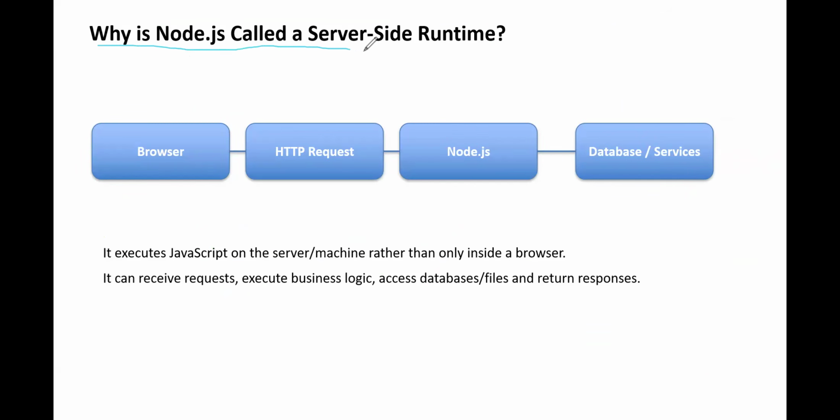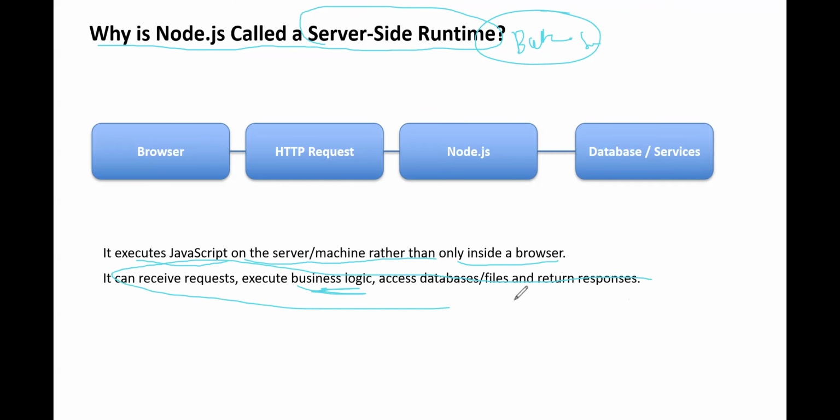Why is Node.js called a server-side runtime? Node.js supports backend services to run the business logic. It executes JavaScript on the server or machine rather than only inside a browser. It can execute business logic, access database files, and return responses. These are all done by the web server. After the web server, the backend takes care of accessing the database and so on. So Node.js works as a server-side runtime.